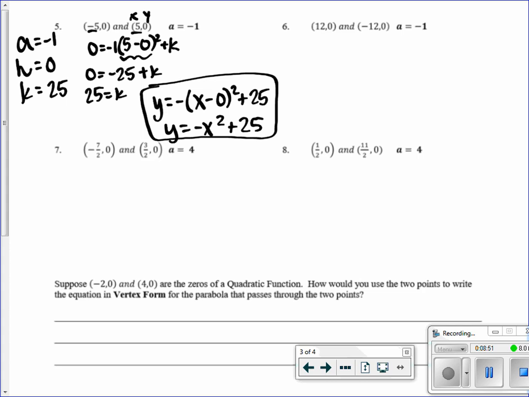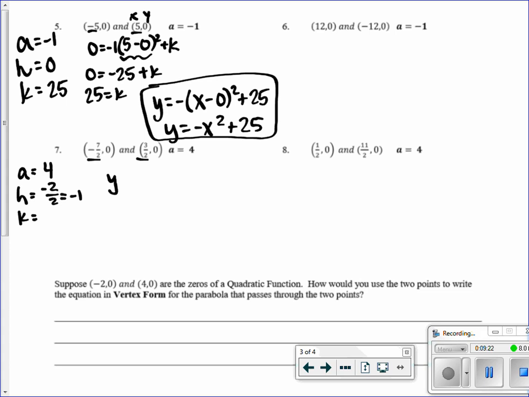So on number 7, we're going to do the same thing. It's just that it has fractions now. So A, H, and K. Our A value is 4. For our H value, adding these together, -7/2 plus 3/2 is -4/2, but -4/2 is really just -2. So we have -2 divided by 2, so -1 for H.